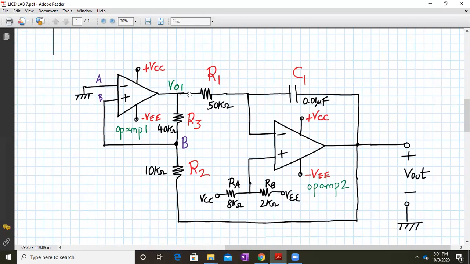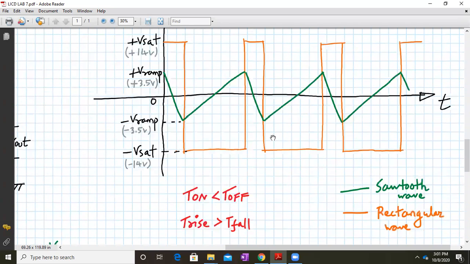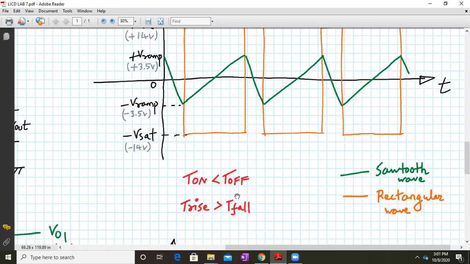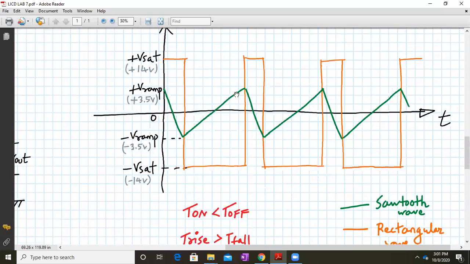So over here, this output VO1 is fed to this integrator circuit, and the integrator output is negative because VO1 is acting as an input to the non-inverting terminal, right? So the output will be negative. Hence, the rise time and fall time are interchanged over here. So here we have T on less than T off. The rise time is greater than the fall time, as you can see over here. Okay, and this is my sawtooth waveform, and this is my rectangular waveform.